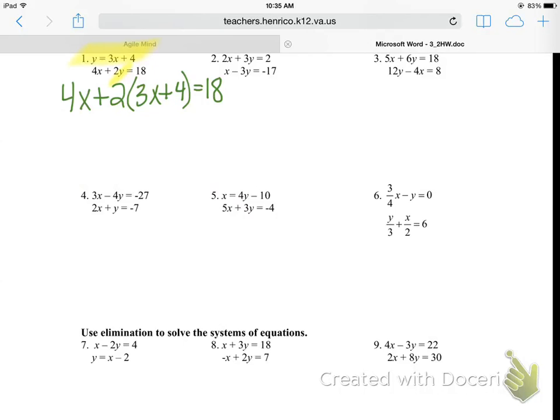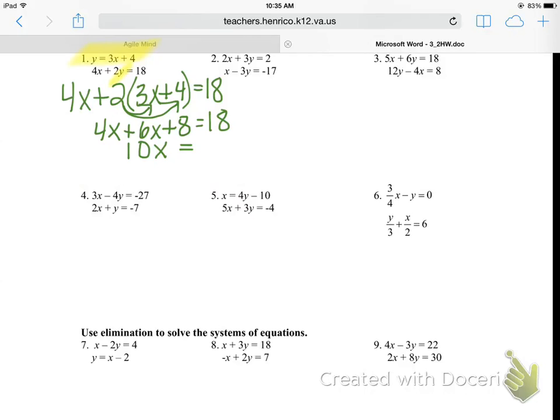So distribute the 2, good. So distribute it through it. So 4x plus 6x. Plus what? 8. Make sure you do that 2 with the 4. That gives us 18. So going through there, we've got 10x equals what?